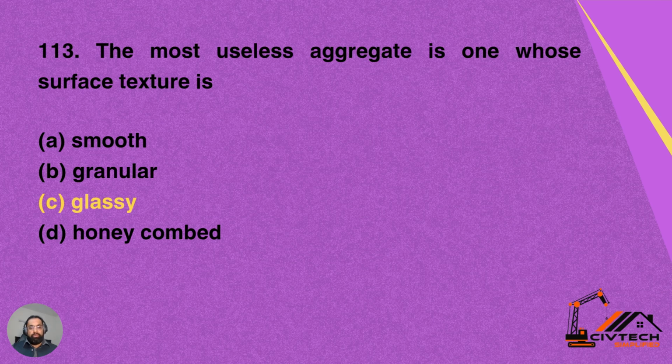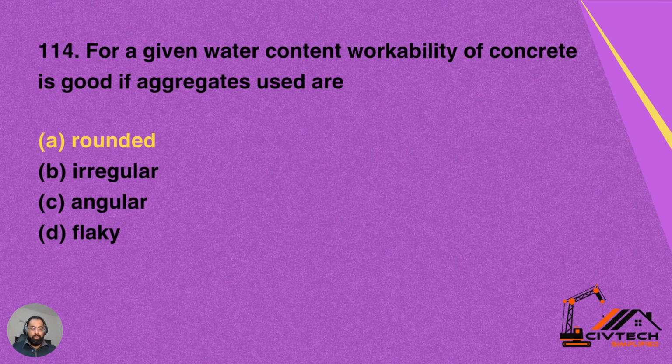113. The most useless aggregate is one whose surface texture is option A, smooth, option B, granular, option C, glassy, option D, honeycombed. So the glassy texture aggregate is the most useless aggregate.